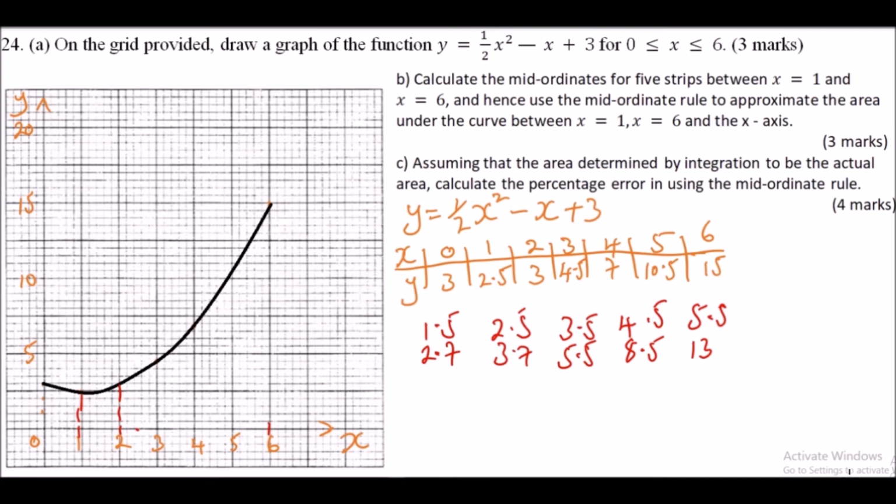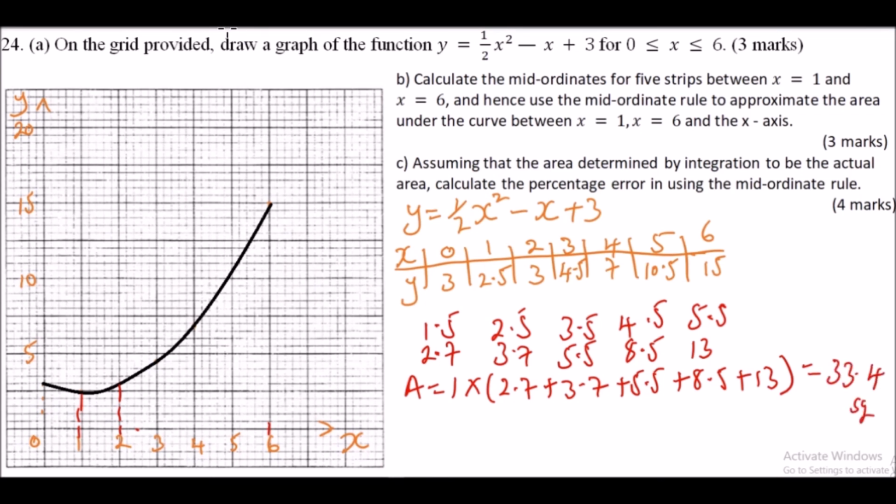With these values we'll be able to get the area. Using the mid-ordinate rule, the area equals the height, which is 1, multiplied by the sum of the mid-ordinates, that is 2.7 plus 3.7 plus 5.5 plus 8.5 plus 13, and that should give you the area, which equals 33.4 square units. So that is how you get the area. From there we go to part C.